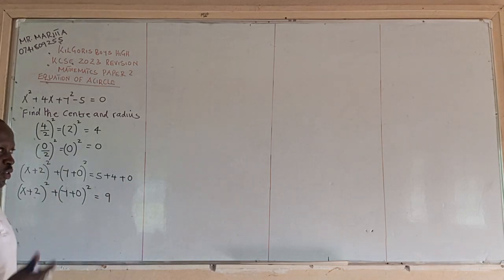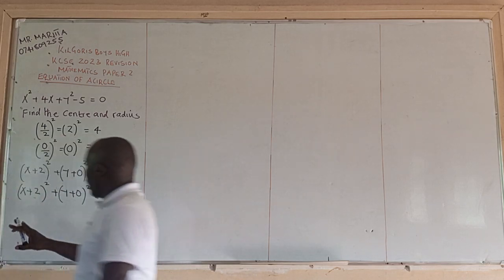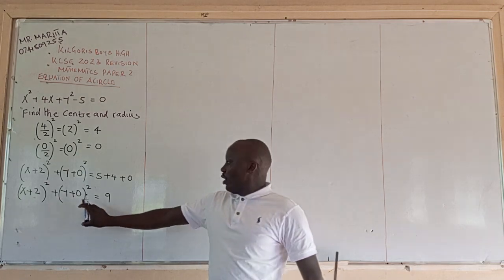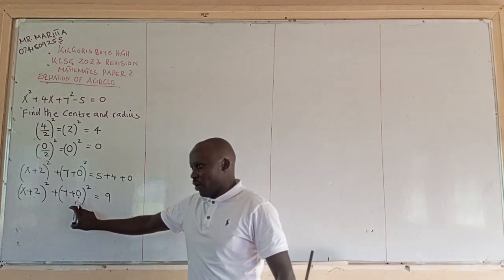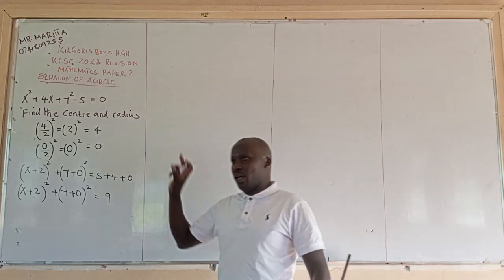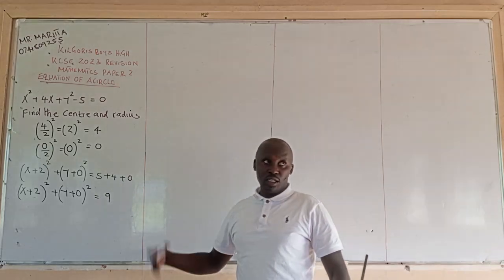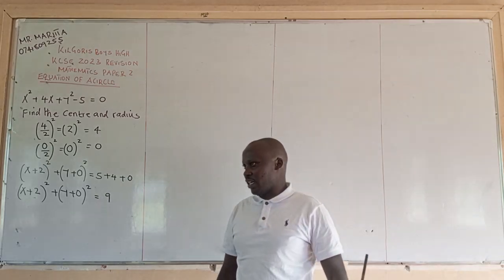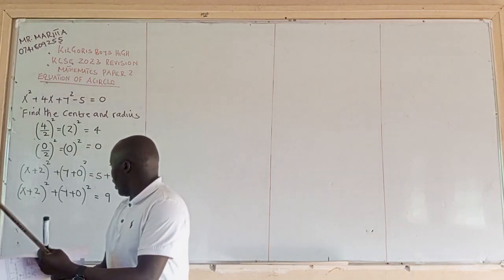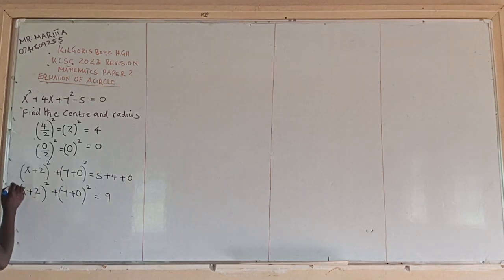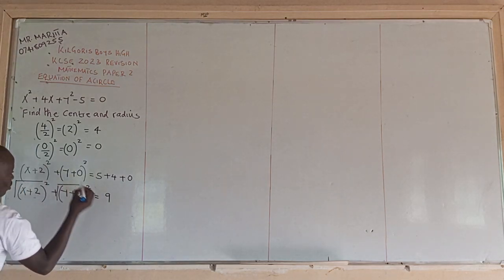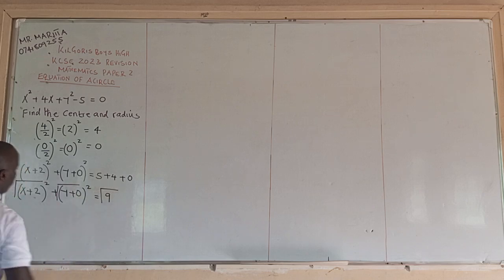What you do now from here is find the square root of x plus 2 squared, the square root of y plus 0 squared, and of course the square root of 9, which is the square root of the radius squared. So you carry out a square root on each of these terms.